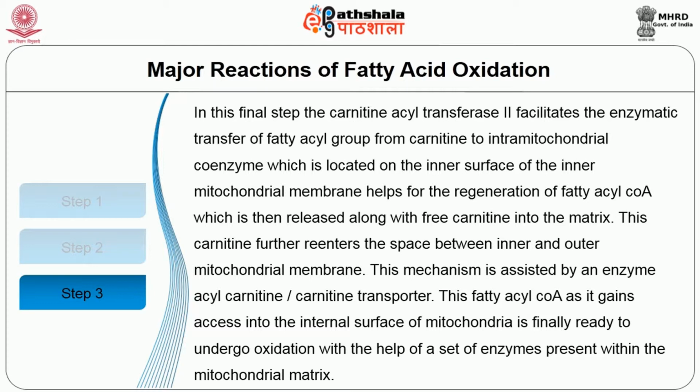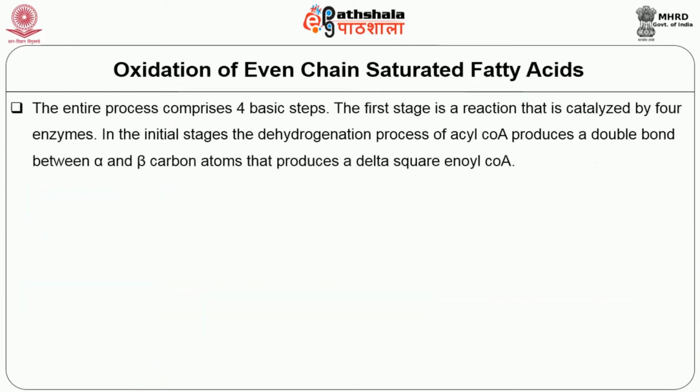This carnitine further re-enters the space between the inner and outer mitochondrial membranes. This mechanism is assisted by an enzyme, acylcarnitine or carnitine transporter. This fatty acyl-CoA, as it gains access to the internal surface of the mitochondria, is finally ready to undergo oxidation with the help of a set of enzymes present within the mitochondrial matrix. The entire process comprises 4 basic steps.